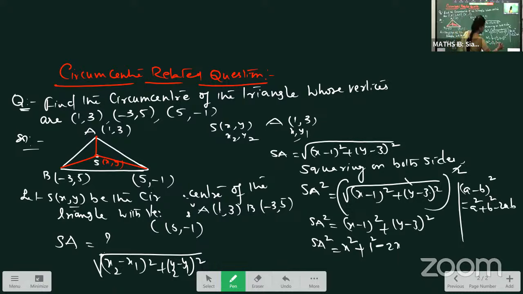And for this one, again (a − b)² is a² + b² − 2ab, so multiply this one first. 2 times 3 is 6, 6 into y is 6y. Write 6y like this. Then in the proper order we get x² + y² − 2x − 6y + 1 + 9, since 3² is 9. So 1 + 9 is equal to 10. Hope you understand this SC². Then we'll go for that SB².